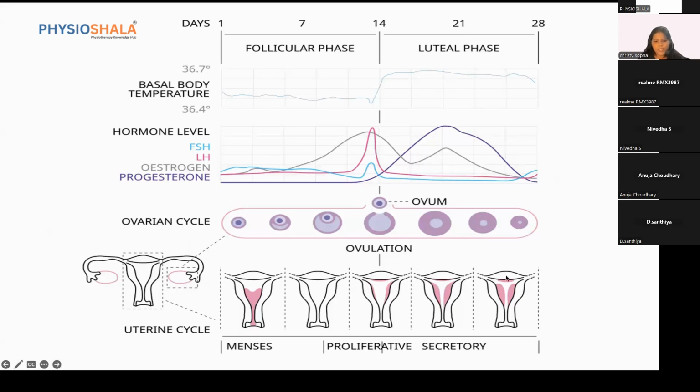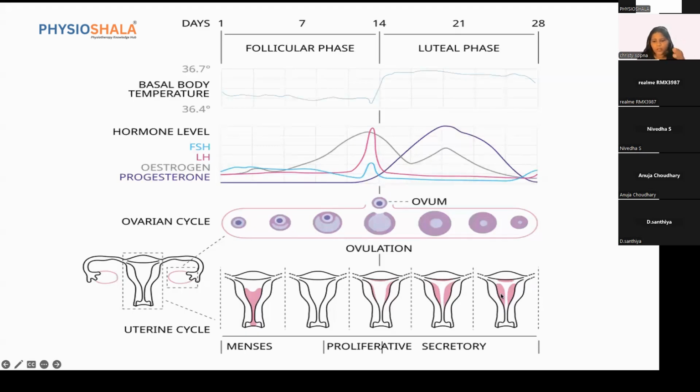The next one is the endometrium. These are the phases in the endometrium. First is the menstrual phase, next is the proliferative phase. The proliferative phase of the endometrium overlaps with the ovulation phase and the follicular phase. That means the ovum is released and the endometrium thickens stage by stage, and if fertilization happens, the endometrium thickens and waits for an ovum to get attached to it.